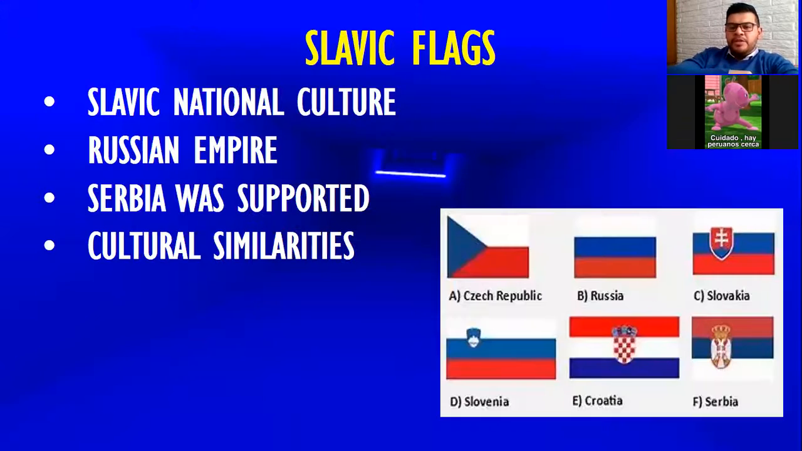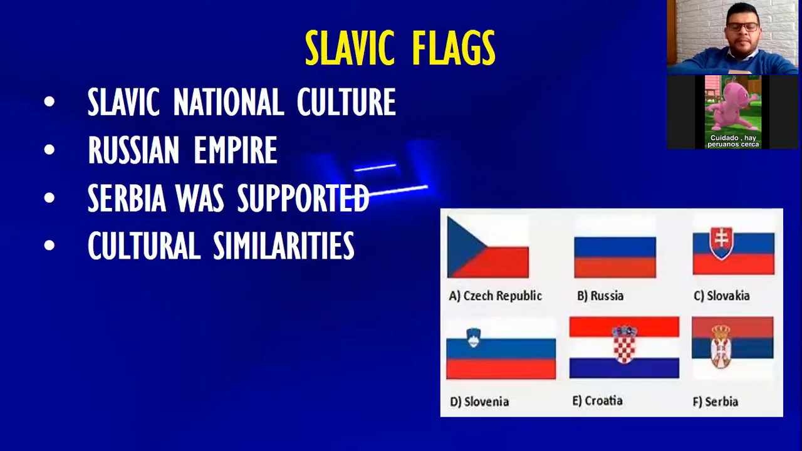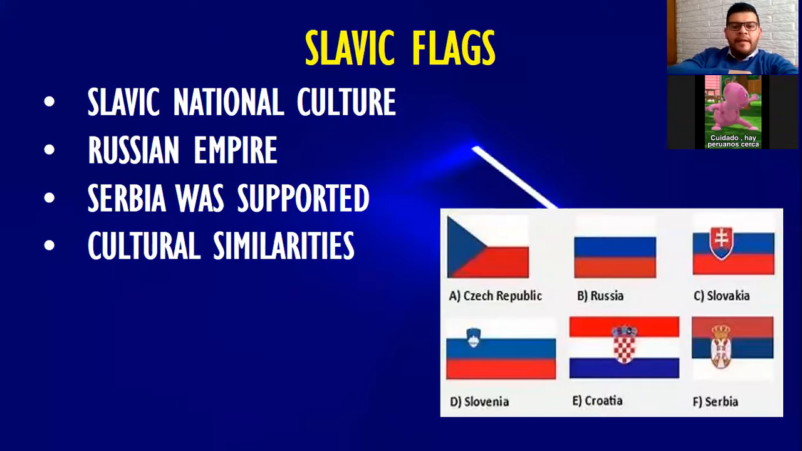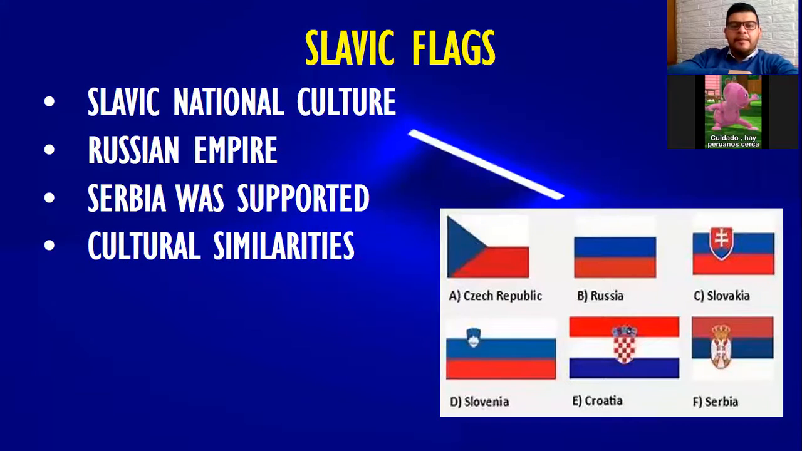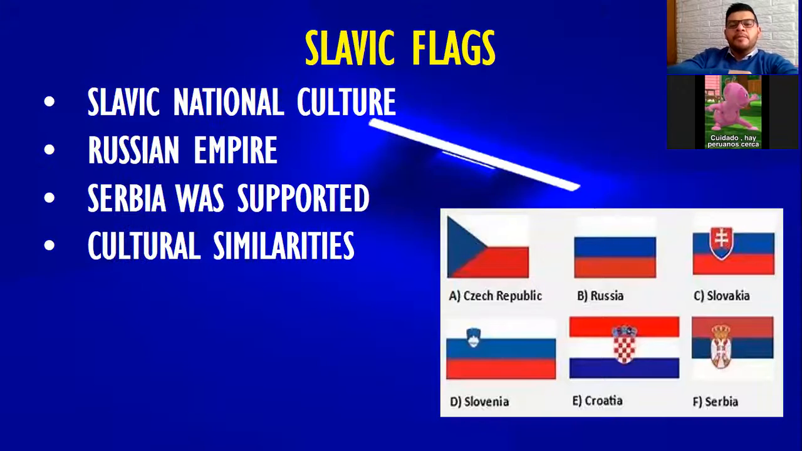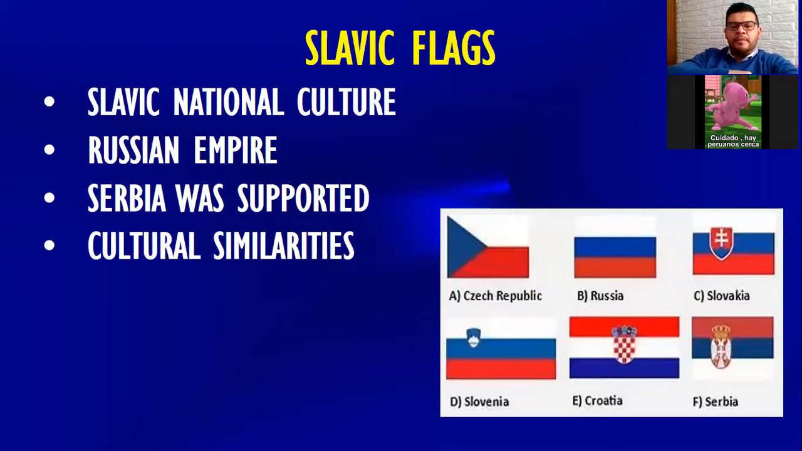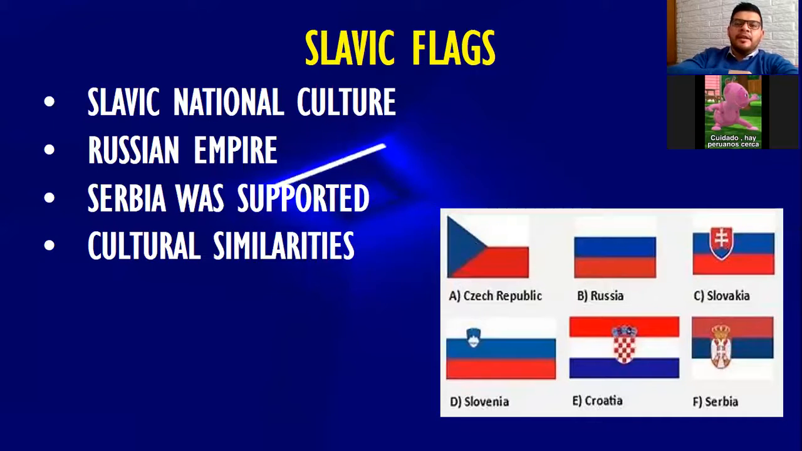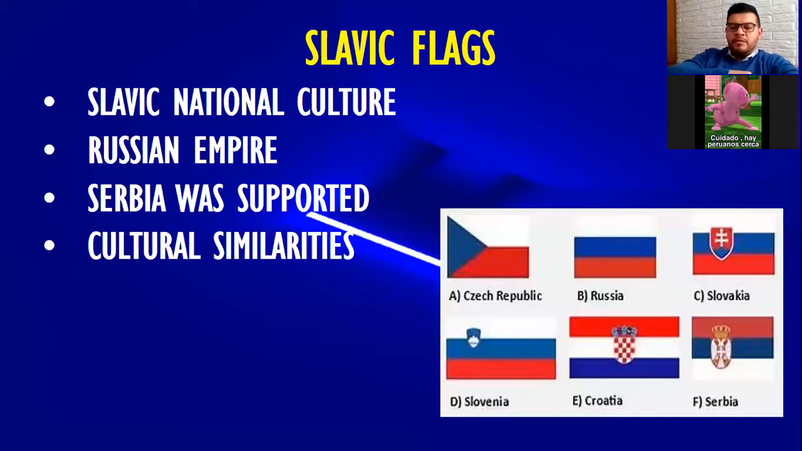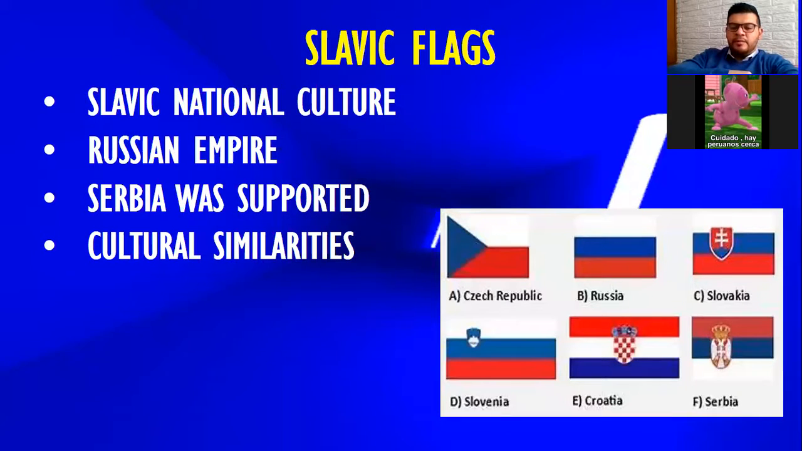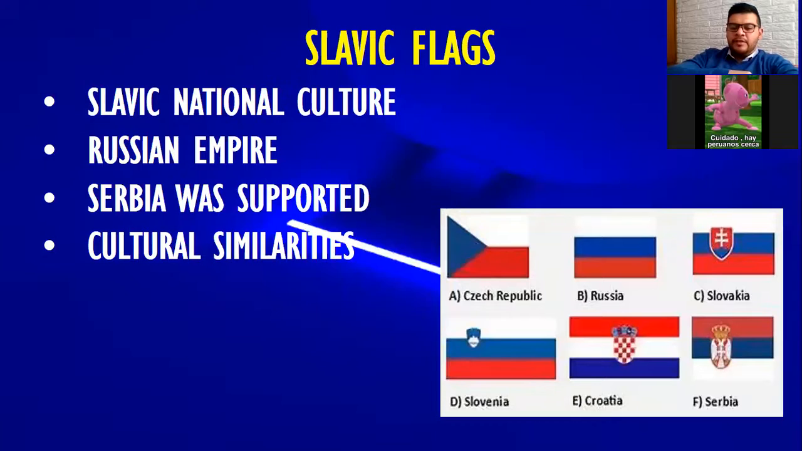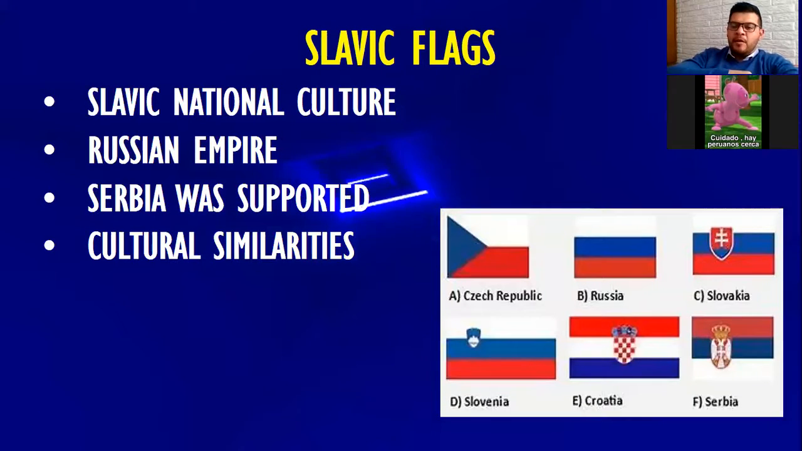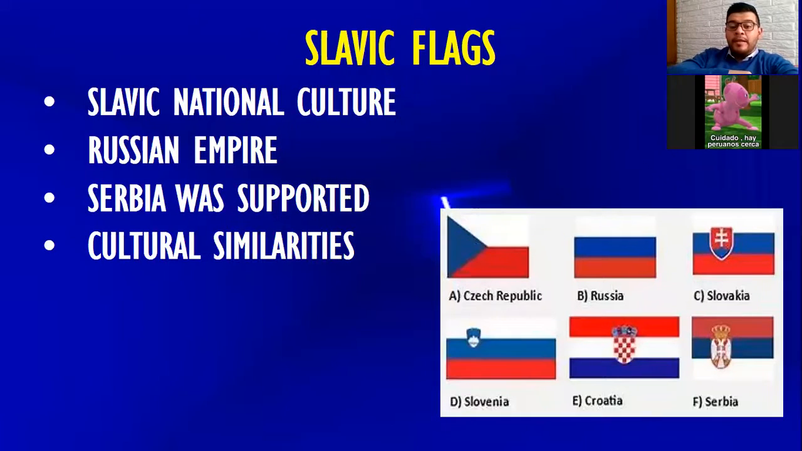So let's keep on checking, because let's get back to Europe. And here I have a presentation about the Slavic flags. Maybe if I tell you the word Slavic, you don't understand it pretty well, but the Slavic flags are related to Russia. Just check it out. If you see there, we have countries like Czech Republic, Russia, Slovakia, Slovenia, Croatia, and Serbia. They have the same colors, which are blue, white, and red.